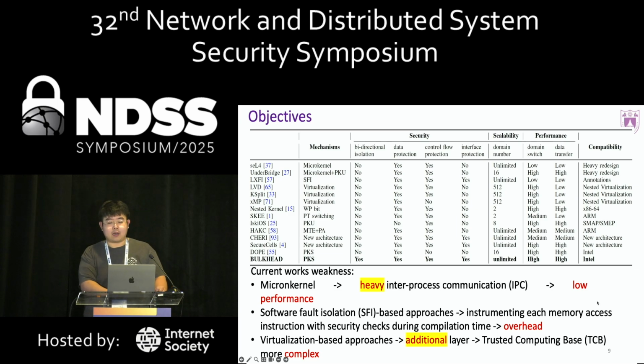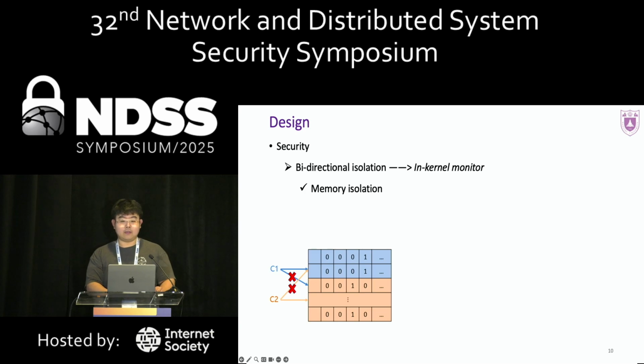So let's see how BULKHEAD achieves such objectives. First, BULKHEAD enforces PKS-based bidirectional isolation within the kernel space, which breaks the monopoly of the core kernel without introducing any additional layer. An in-kernel monitor is constructed through privilege separation within the same level of the kernel.